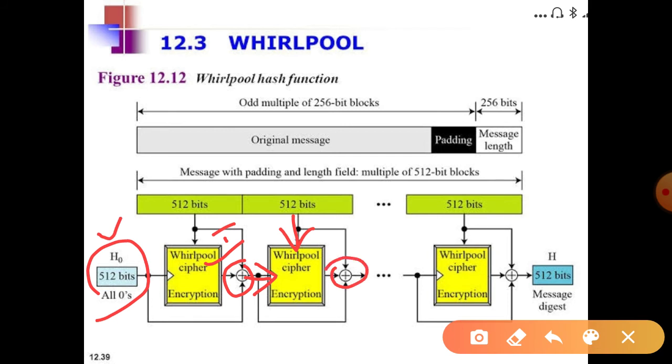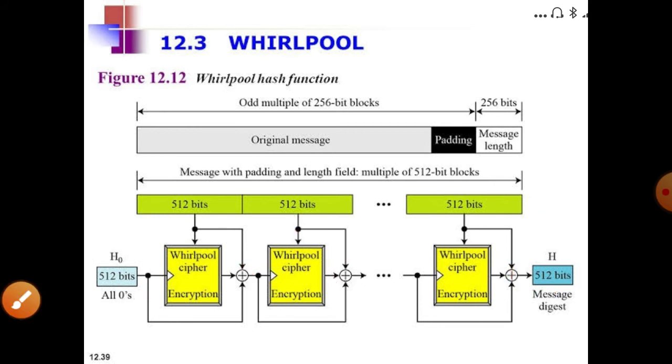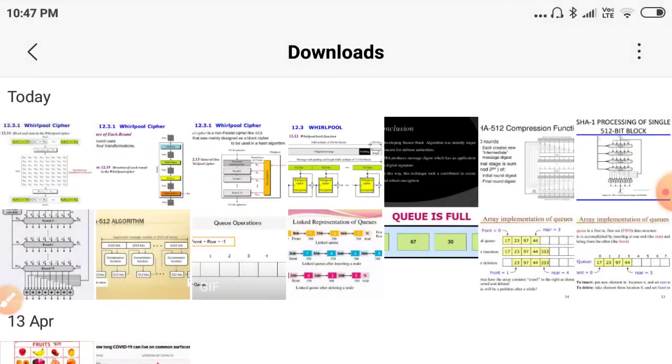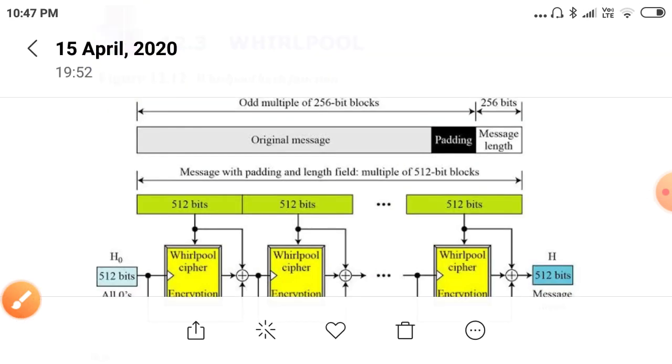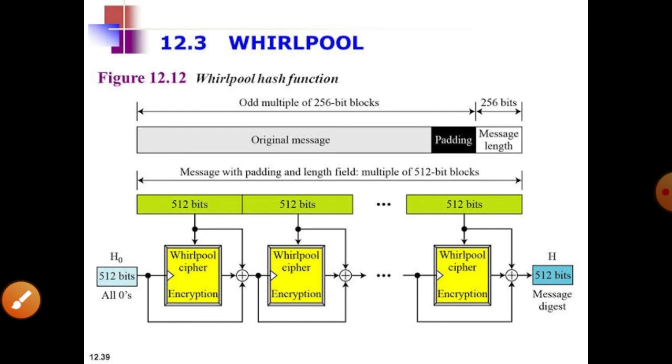At the end, after completing all the blocks, whatever ciphertext we get is our required digest, our required hash code. So this is the working of the Whirlpool.